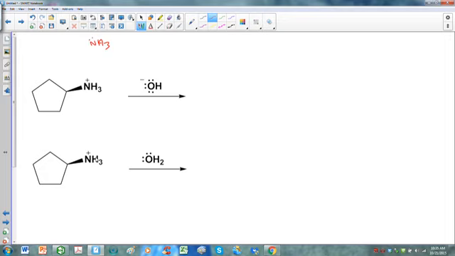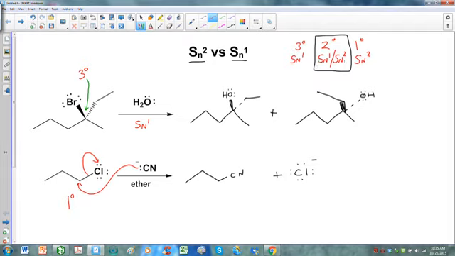This is a good leaving group, this is a good leaving group. In fact, it's exactly the same thing. Look at the carbon with the leaving group. There's 2 carbons either side of it. Both of these substrates are secondary, meaning the reactions could occur by either SN1 or SN2.